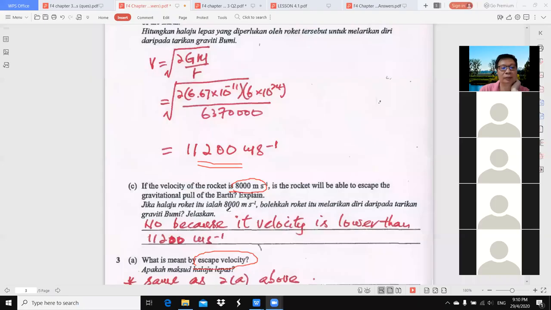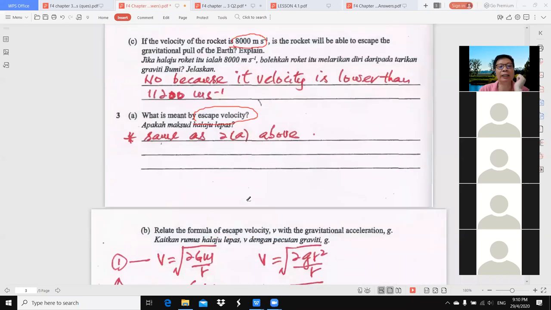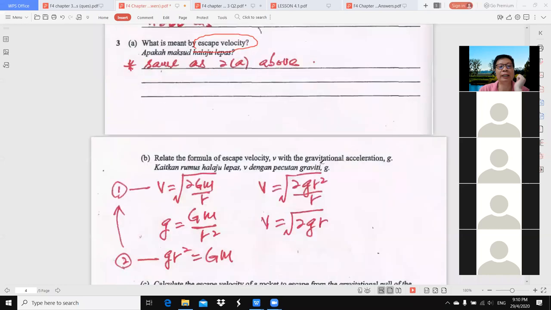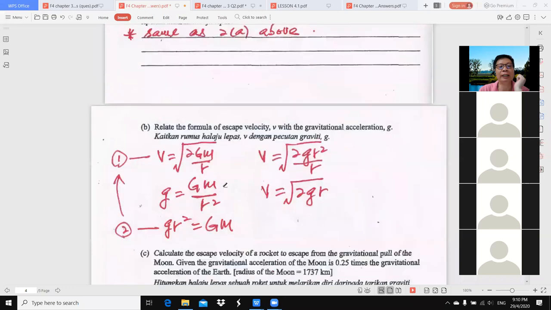Okay, let's move on. Okay, question number three. This one same answer, escape velocity. Now part B: relate the formula of escape velocity with the gravitational acceleration, the gravity. Now you listen, I explain here. Okay, this is the formula for escape velocity, right? V equals square root of 2GM over r. This is the escape velocity formula.